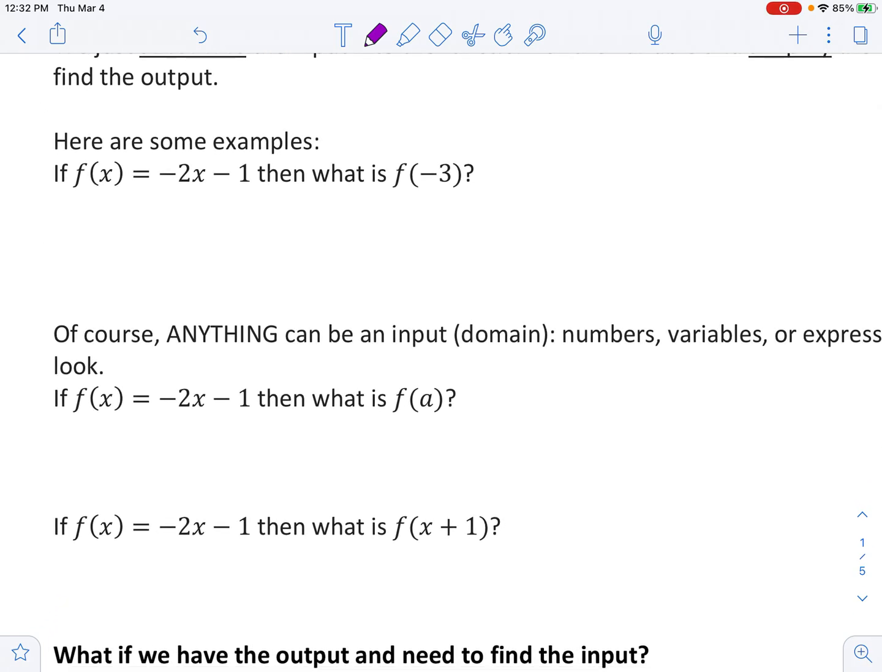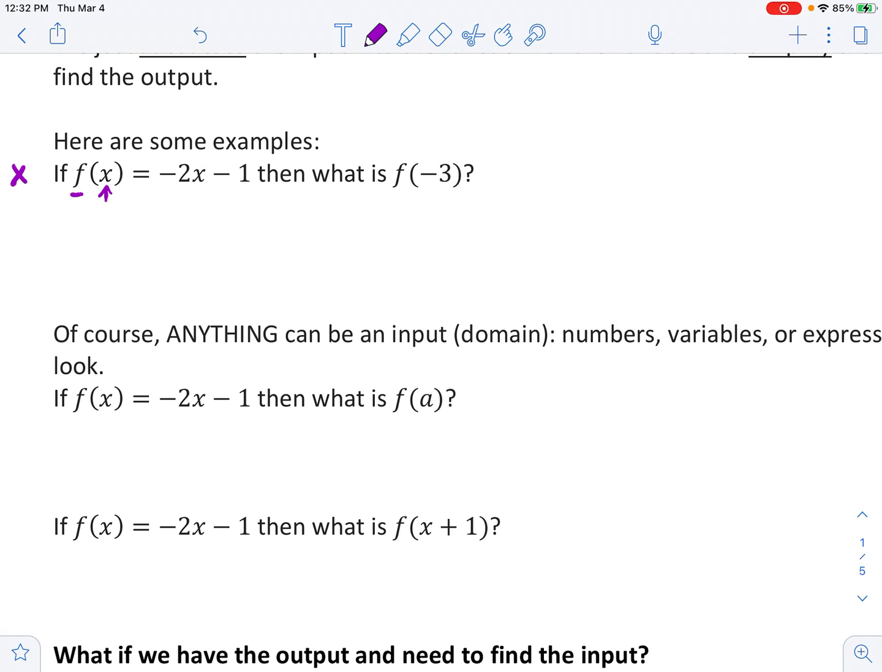Here's an example, okay? If f of x equals -2x minus 1, I'm going to stop right there because let's just take a second and think about what's going on here, okay? So I'm saying this is function f, and x is the input, right? So what's happening to the input value? What is the function rule?